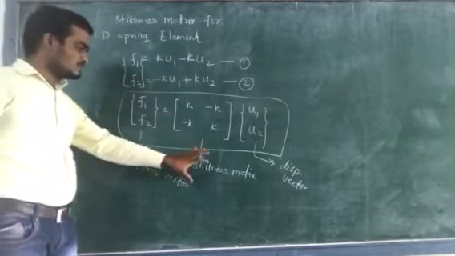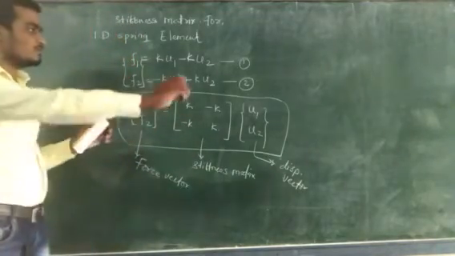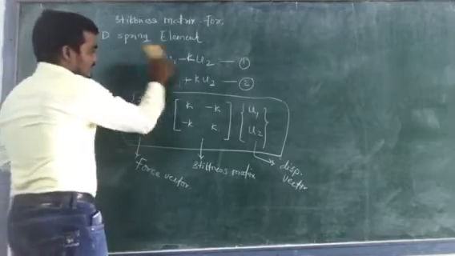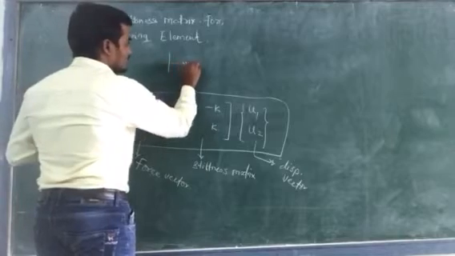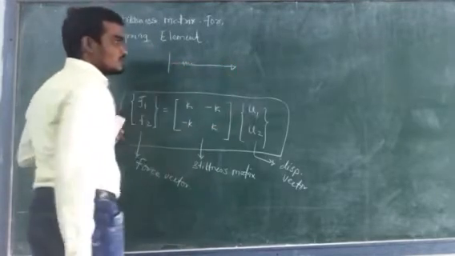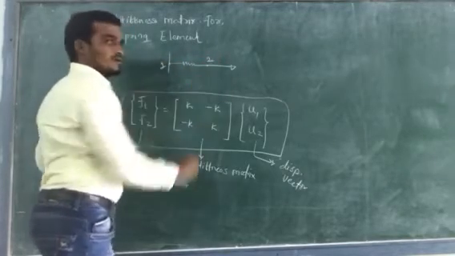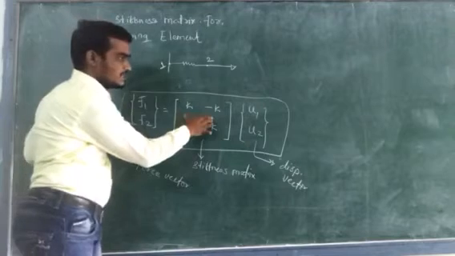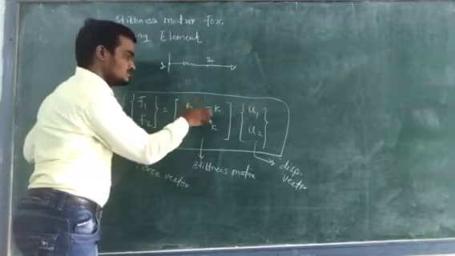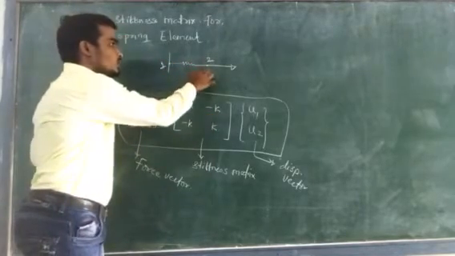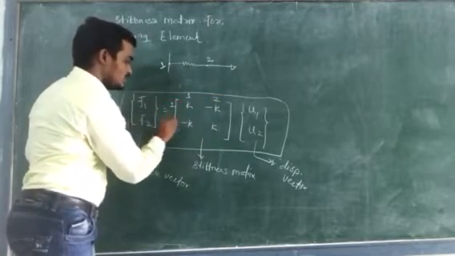So this is the stiffness matrix for the one-dimensional spring element. Now see here, we have considered only one spring element between node 1 and node 2. We have written this stiffness matrix between nodes 1 and 2.